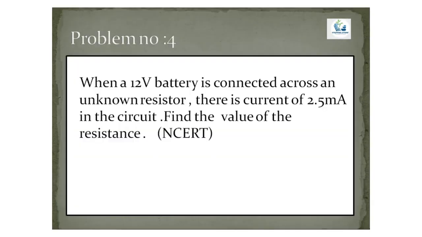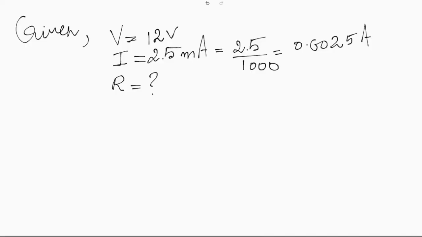So now, since you know about resistance, let us try to solve a simple problem where we need to find the resistance. When a 12-volt battery is connected across an unknown resistor, there is a current of 2.5 milliampere in the circuit. Find the value of the resistance. So now let us try to solve the problem.